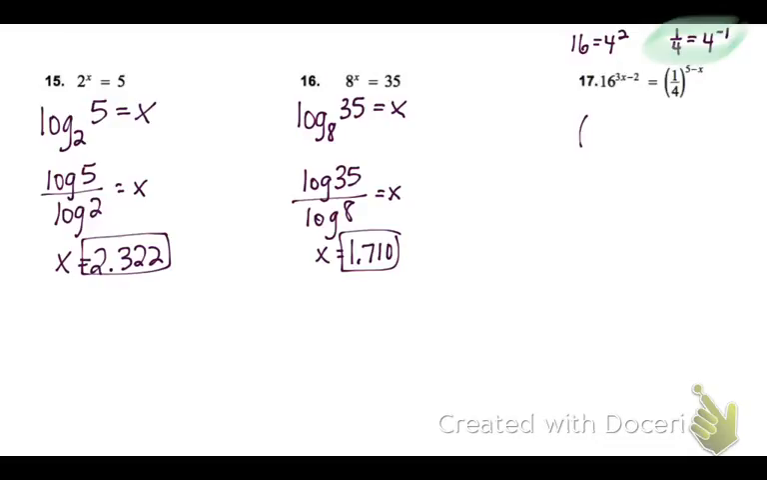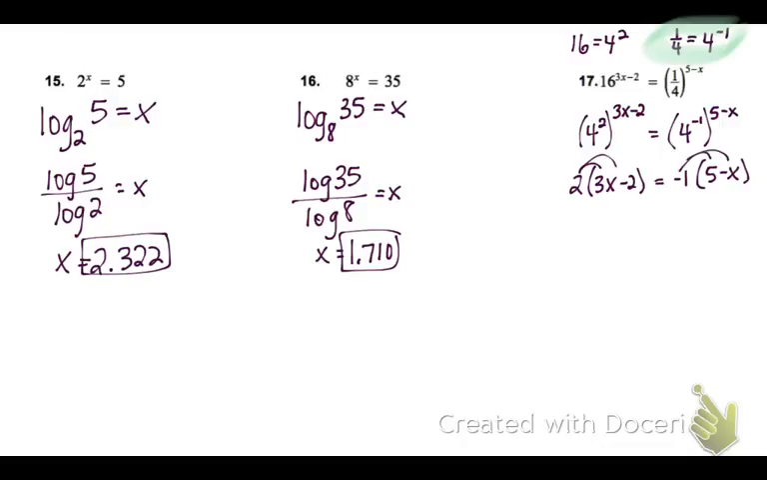Okay, so 16 is going to become 4 squared. I just replaced 16 with 4 squared. And 1/4 is going to become 4 to the negative 1. So I have common bases. I can write out my exponents now. It's 2 times 3x minus 2, and negative 1 times 5 minus x.